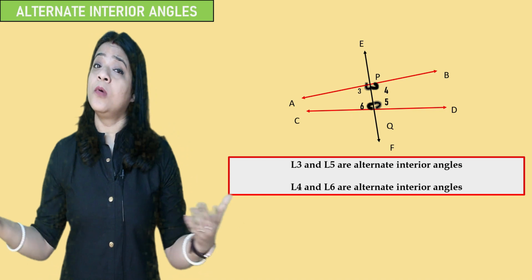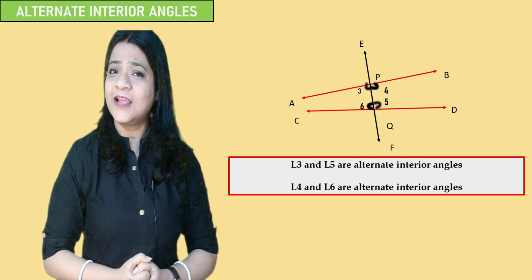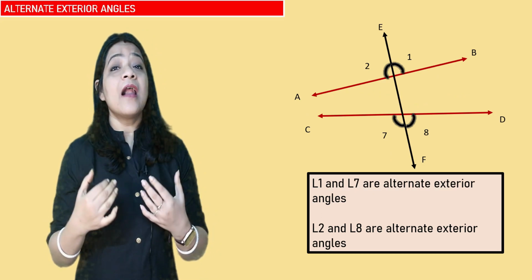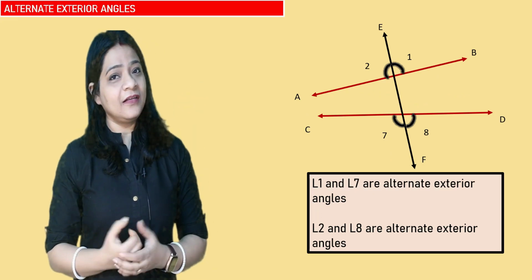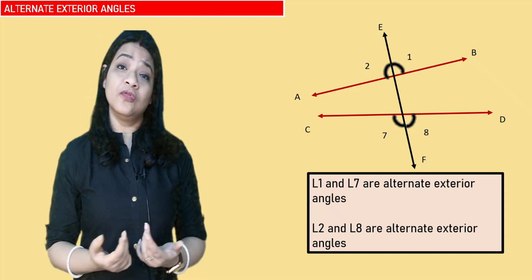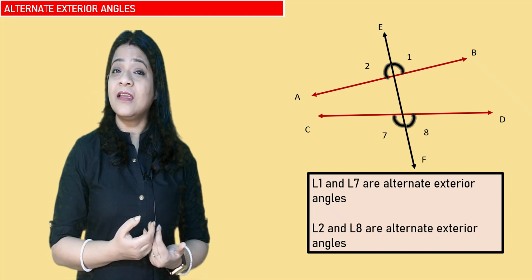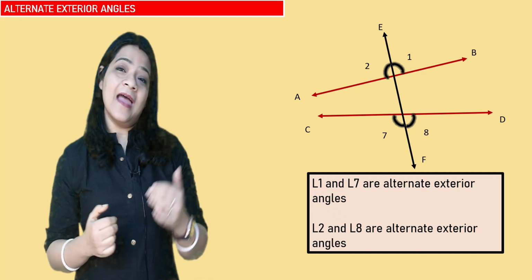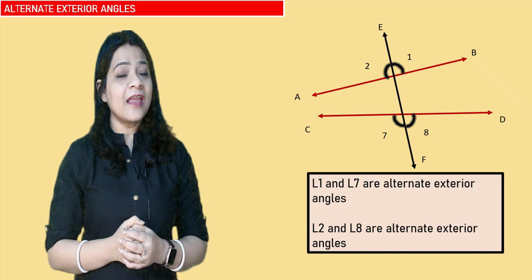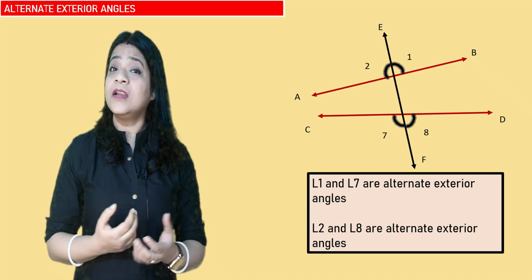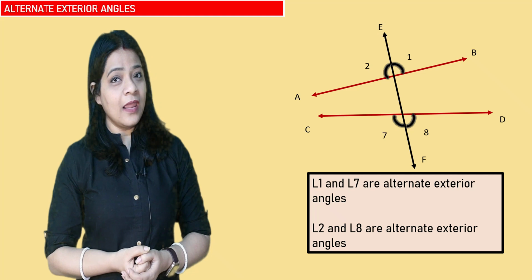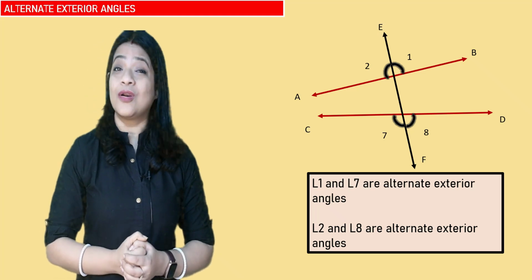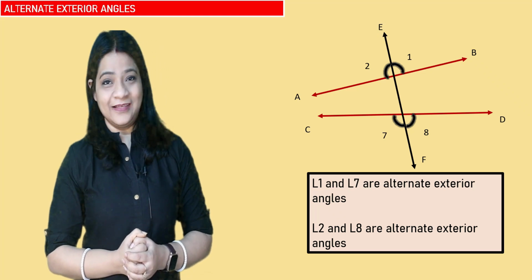In this way, we can define exterior and alternate exterior angles as well. The angles that are outside the parallel lines are the exterior angles. So what are the exterior angles? Angle 1, angle 2, angle 7 and angle 8 are the exterior angles. What are the alternate exterior angles? Angle 1 and angle 7, and angle 2 and angle 8 are the alternate exterior angles.